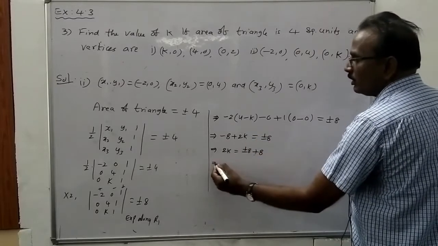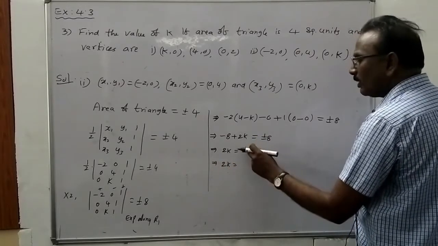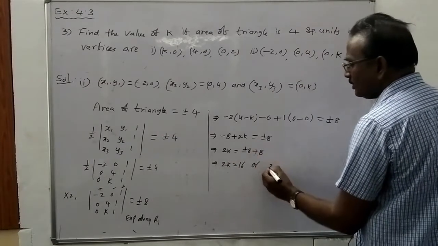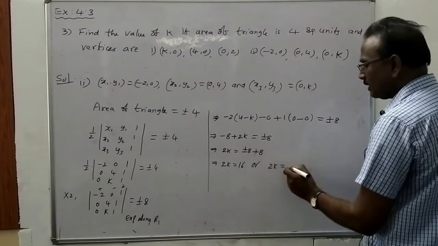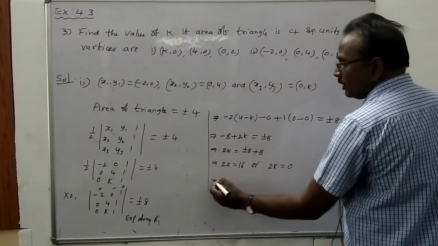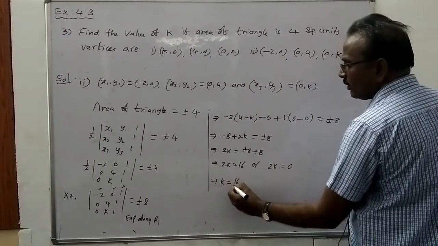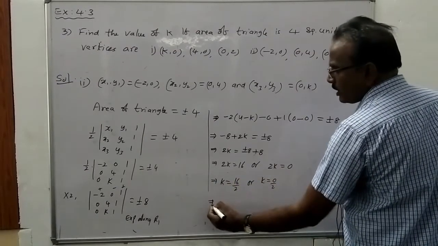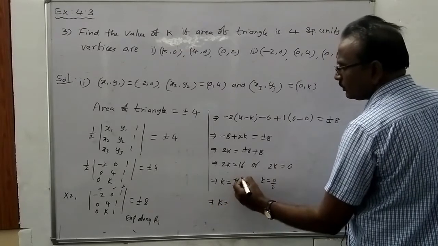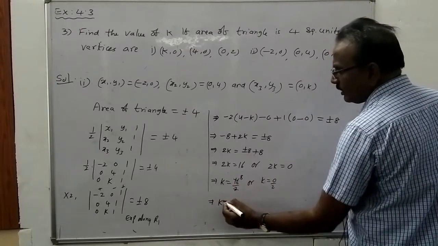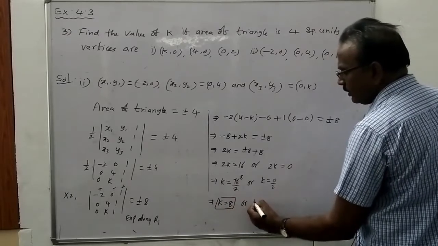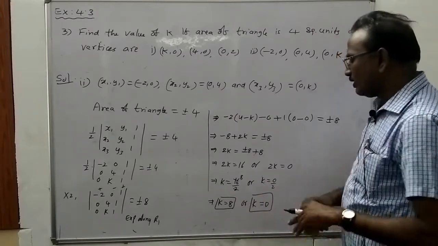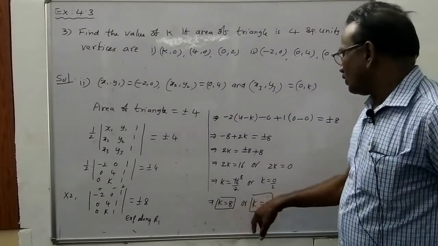So 2k is equal to, if you take the plus sign, 8 plus 8 is 16, or if you take the minus sign, minus 8 plus 8 becomes 0. So k is equal to 16 by 2, or k is equal to 0 by 2. So k is equal to 8, or k is equal to 0. Therefore all possible values of k are 0 comma 8.